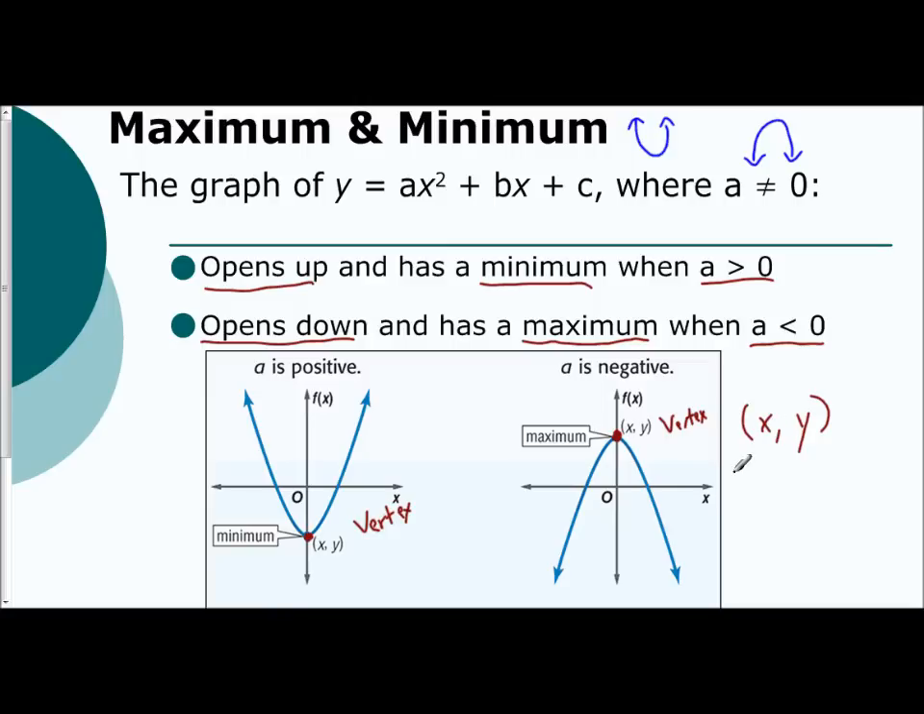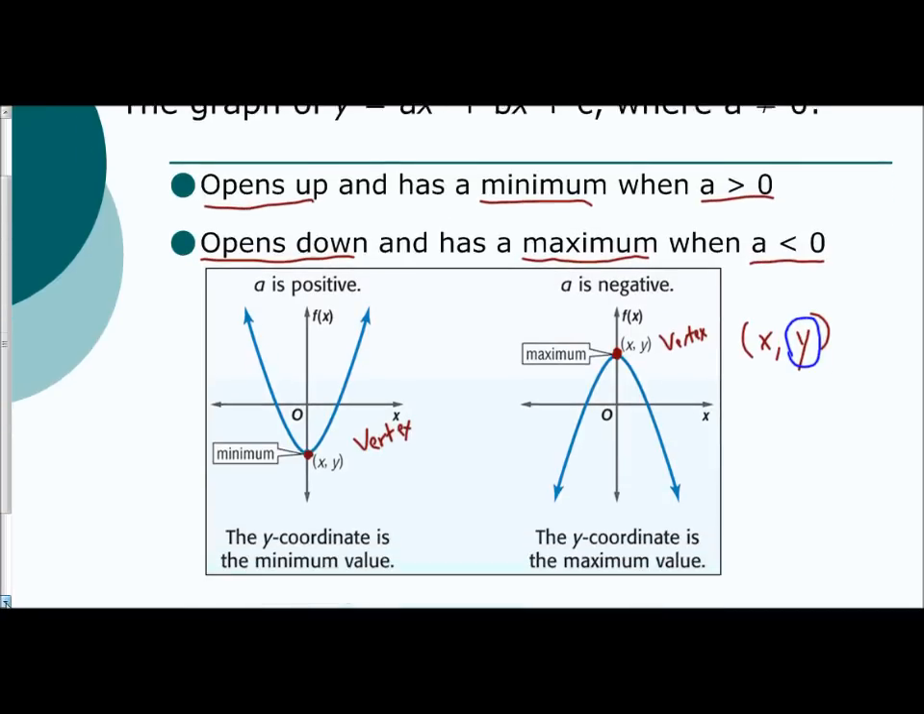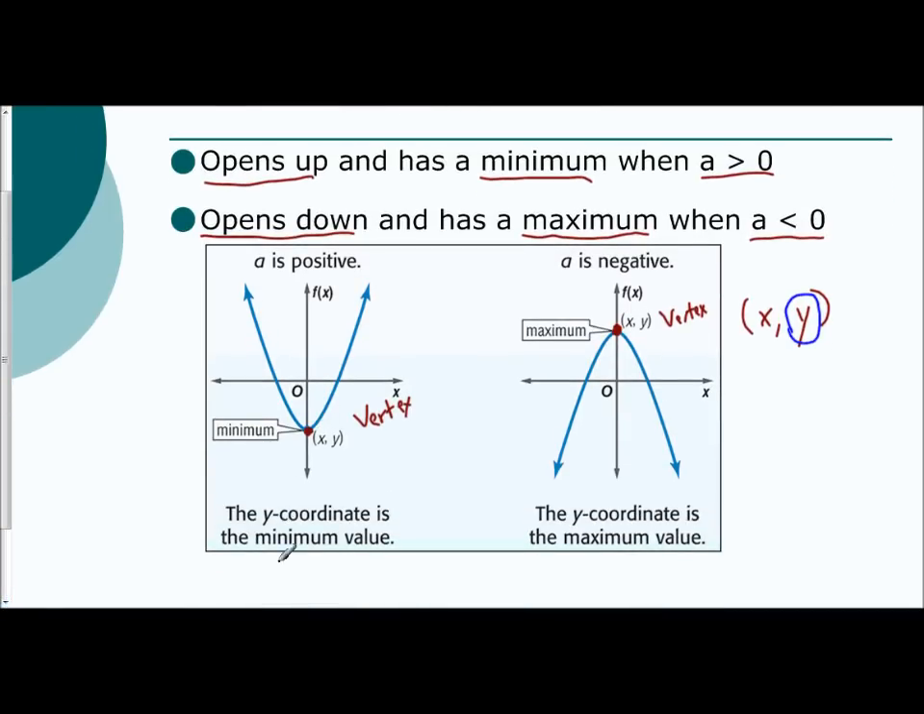Is it our x coordinate, our left and right movement, or is it our y coordinate, our up or down movement? If we think about it as the lowest point or the highest point, the terms low and high refer to the y coordinate. And so what we can conclude is that the y coordinate is a minimum value when a is positive, and the y coordinate is a maximum value when a is negative. So if you're ever asked to find the maximum or minimum value of a quadratic function, you need to look at the y value of the vertex, because that's either the highest or the lowest point.